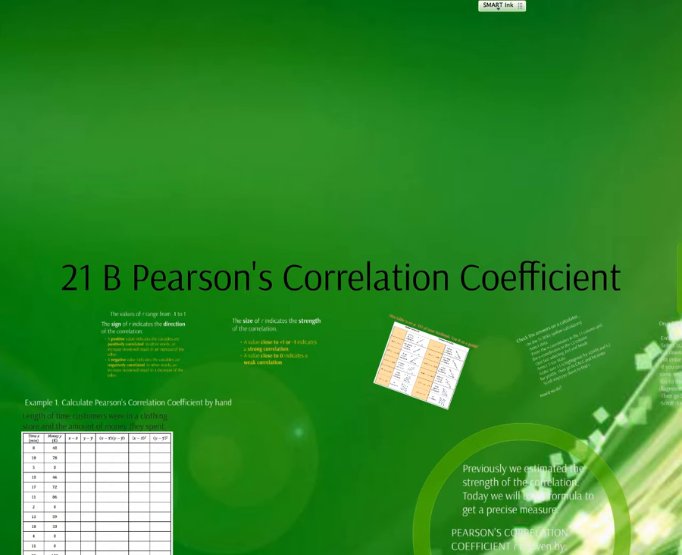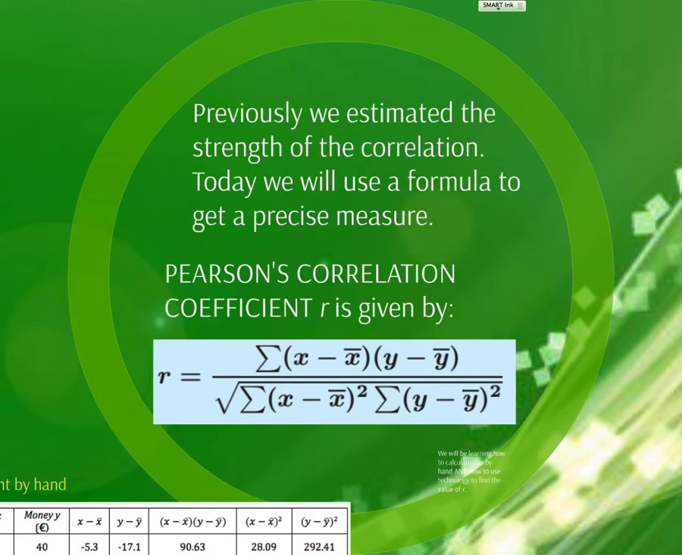All right. So as we get started, as I was mentioning, previously we estimated the strength of the correlation. Today we'll use a formula to get a precise measure. So Pearson experimented with this and figured out that we can get that correlation coefficient by this large formula. The number one thing to see is that R stands for Pearson's correlation coefficient.